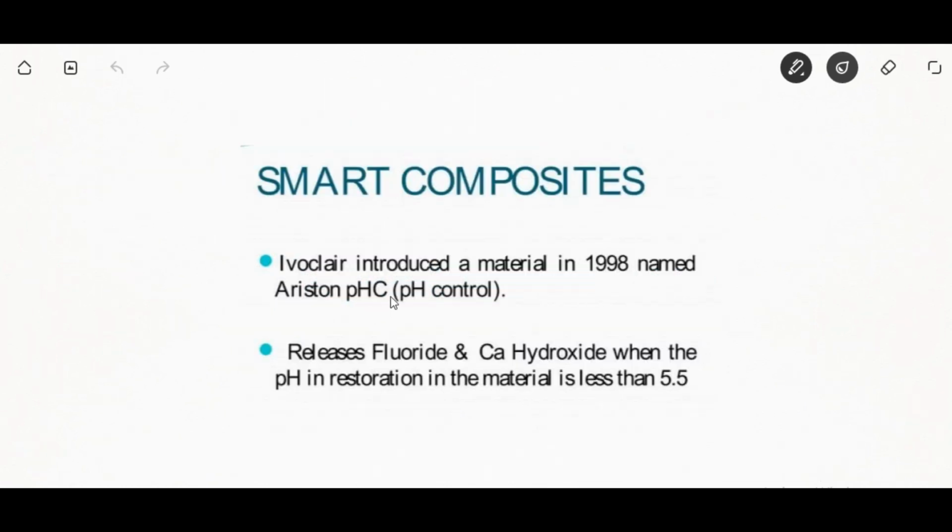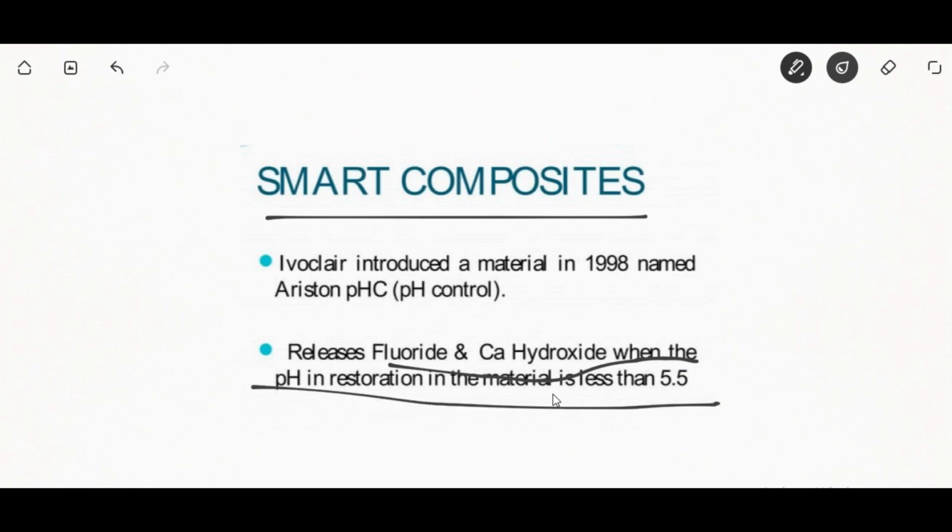Next are the smart composite. So the smart composite will release calcium hydroxide and fluoride when pH in restoration is less than 5.5. So it releases the fluoride, hydroxyl and calcium ions if pH falls. The fall in pH is due to the deposition of plaque in the area.